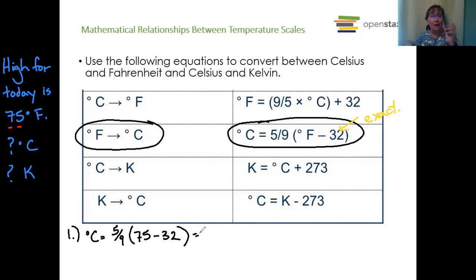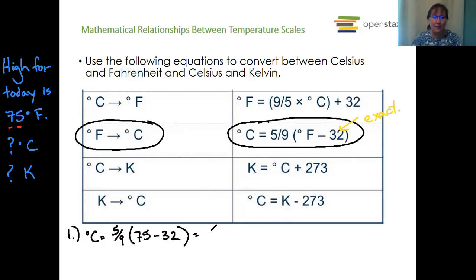So then again, I grab my calculator and I have 5/9 times... oh, you know what, I'm gonna do this the other way. I'm gonna say 75 minus 32 times 5 divided by 9. That's a little easier on my calculator. I have an old one, but I like it.